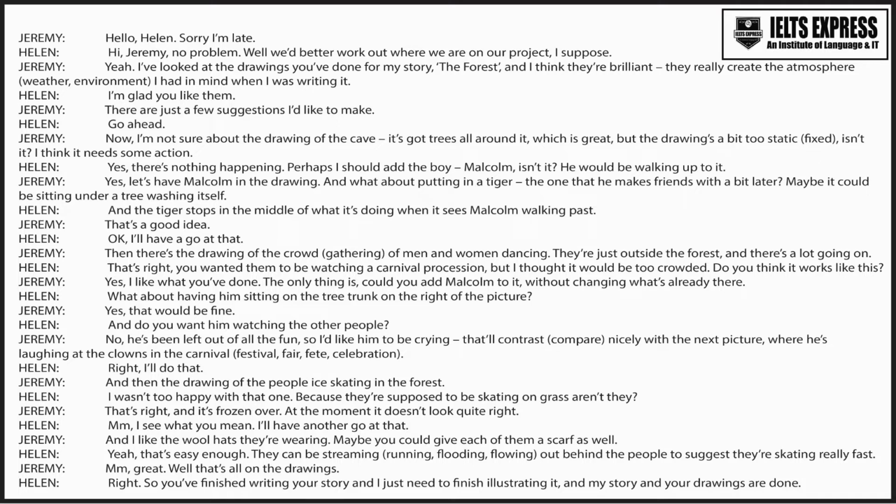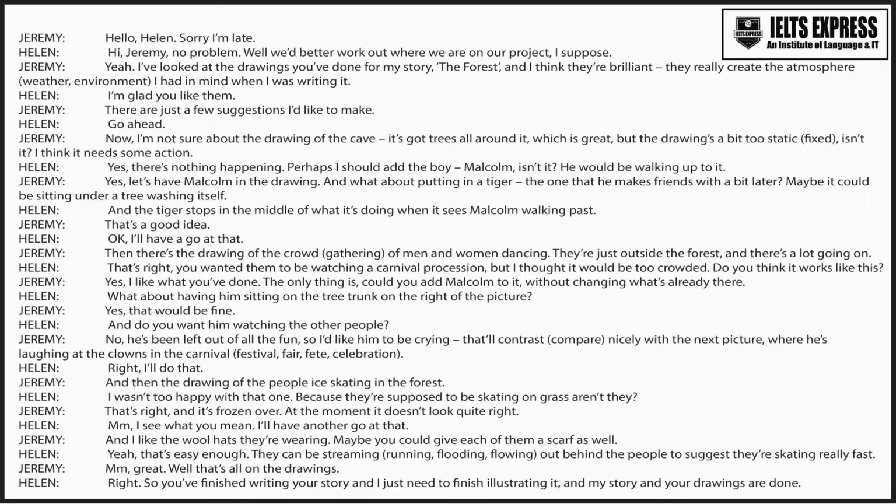Right, I'll do that. And then the drawing of the people ice skating in the forest. I wasn't too happy with that one. Because they're supposed to be skating on grass, aren't they? That's right, and it's frozen over. At the moment, it doesn't look quite right. I see what you mean. I'll have another go at that.